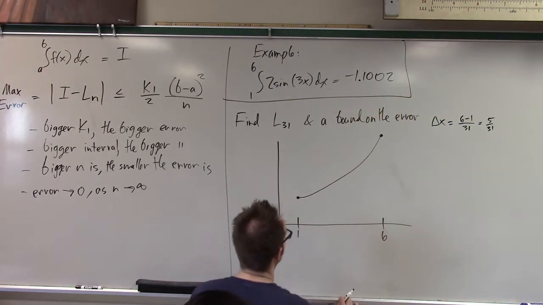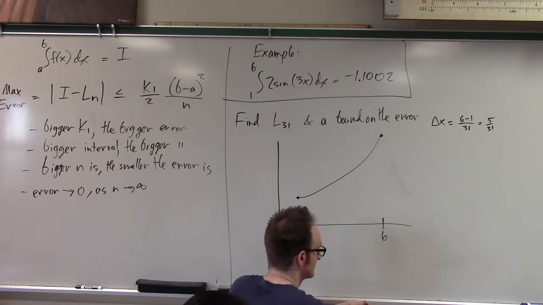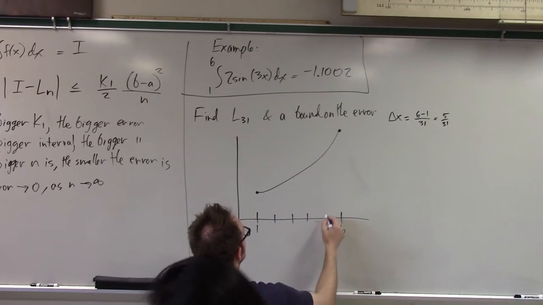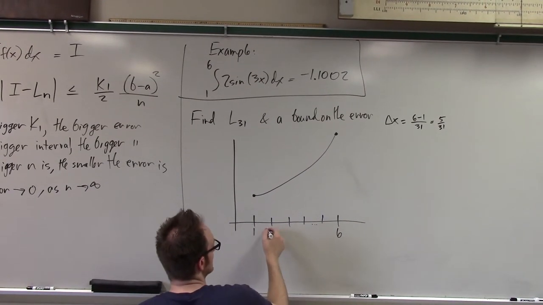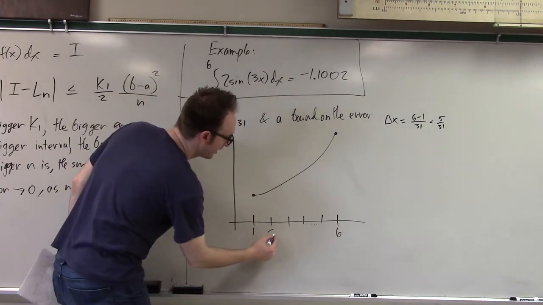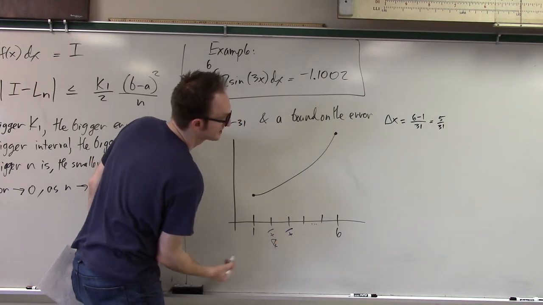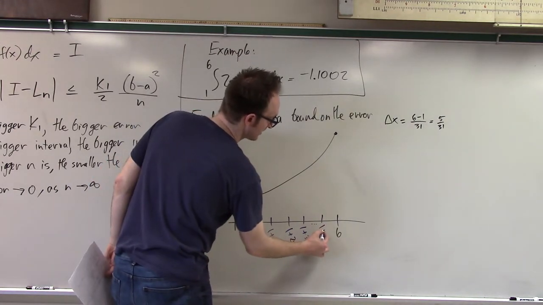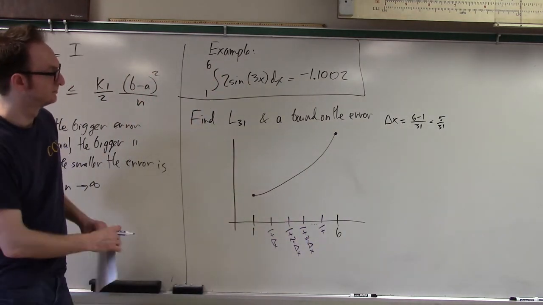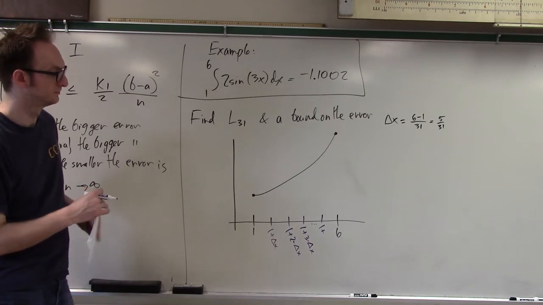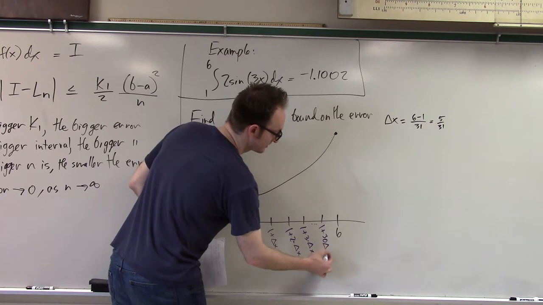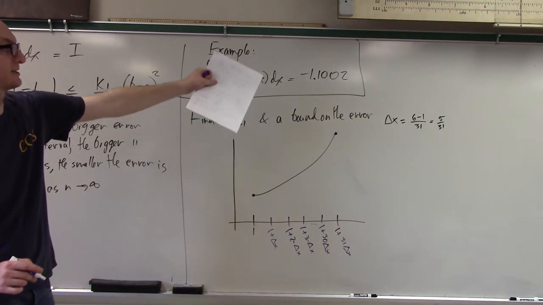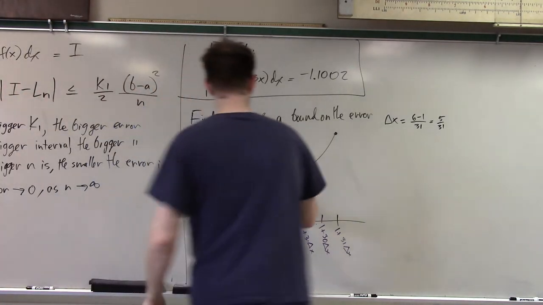Okay, so then you can make a picture of this situation. This point will be 1 plus delta x, and this is 1 plus 2 times delta x. And then the second to last one is 1 plus 30 delta x, and the last one will be 1 plus 31 delta x. Since delta x is 5 over 31, that's going to be 6, so it's all making sense. So you have a picture.